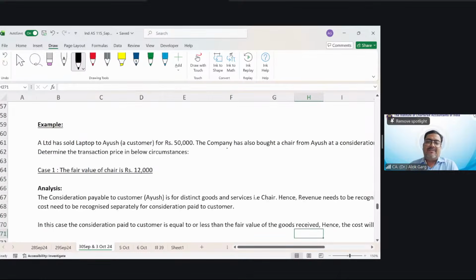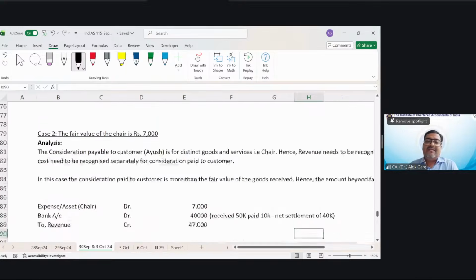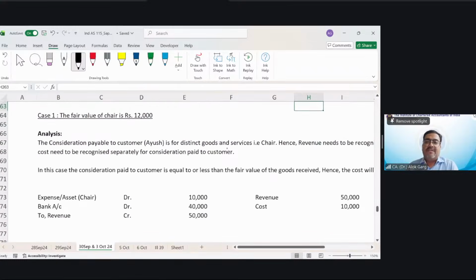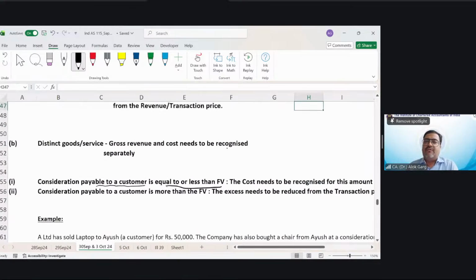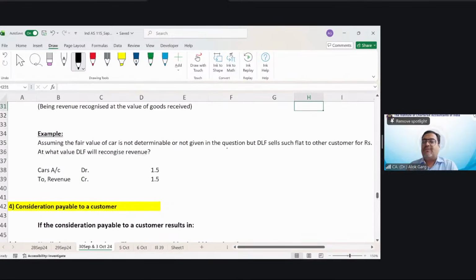This is the concept of consideration payable to a customer, right? This is the concept. Is that clear? This is exactly what case 1 and case 2 are, my dear friends. I hope it is clear to all of you. If you want this Excel file, you can write to the board of studies of ICAI or cacsalogarg@gmail.com.